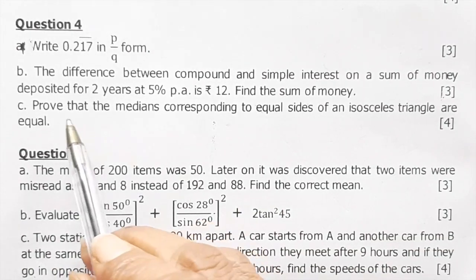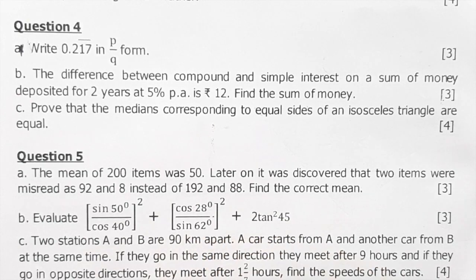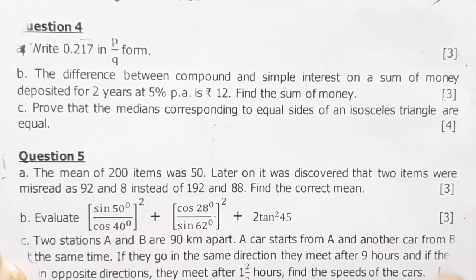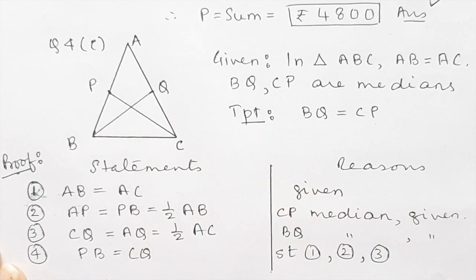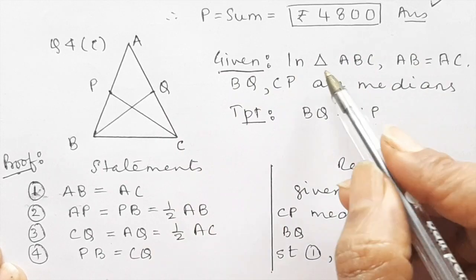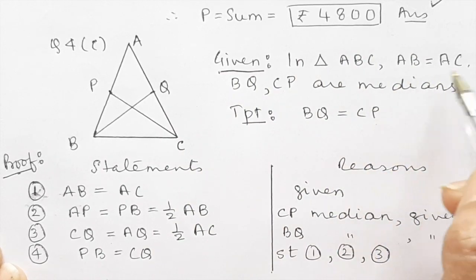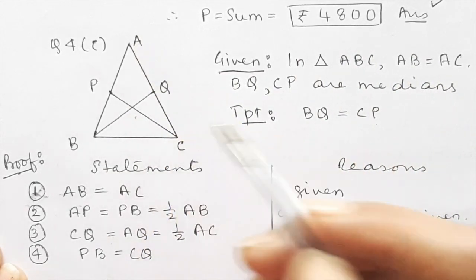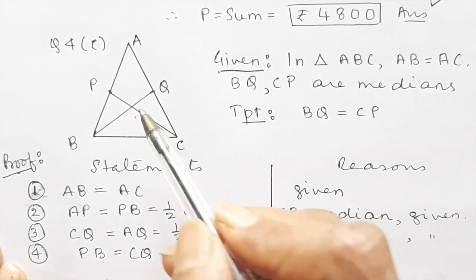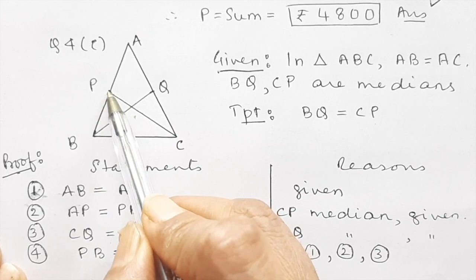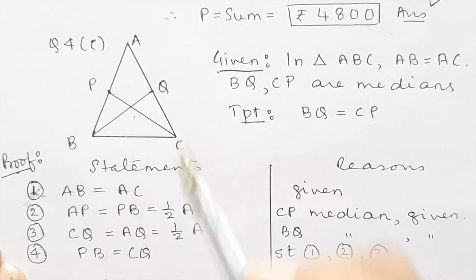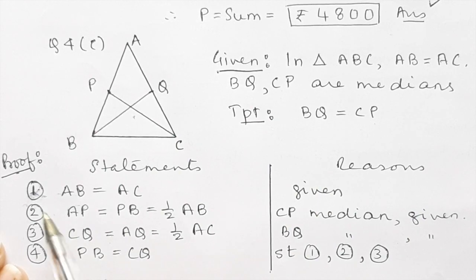Question number 4c. Prove that the medians corresponding to equal sides of an isosceles triangle are equal. So the diagram is drawn. We write what is given. So in our given, we say in triangle ABC, AB is equal to AC. This and this, they are equal. And BQ and CP are the medians, which means P is the midpoint of AB and BQ is the median. So Q becomes the midpoint of AC.